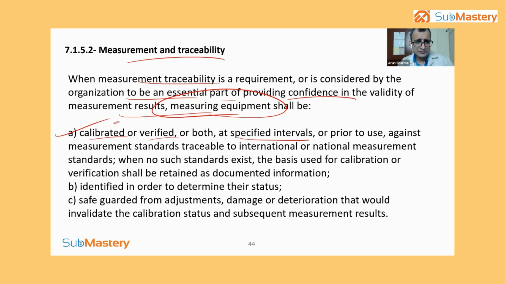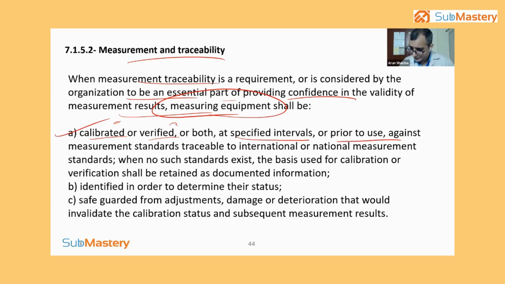When you say calibrated, you find out the error. When you say verified, you check it against some certain standard. For example, a verification could be where you have a weighing machine and a standard weight, and with the help of the standard weight you verify whether the right reading is shown or not. When we say calibration, you come up with the error which is there.